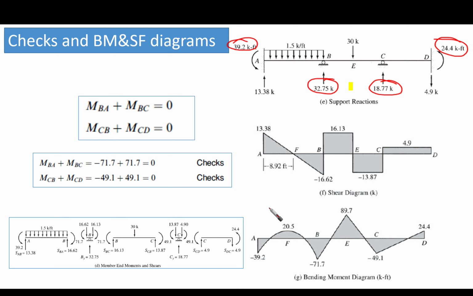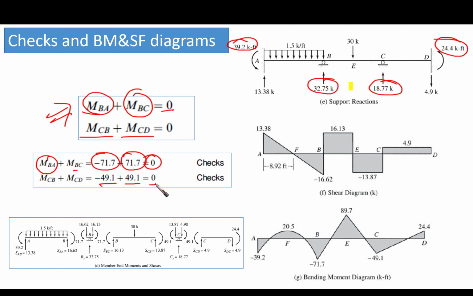You can check at the end that this is our equilibrium equation. Do you remember? You can check it that MBA plus MBC should equal 0. This is right. MBA was minus 71.7 and MBC was 71.7, and this means 0. Similarly, MCB plus MCD are going to be 0. This is the final check for us.